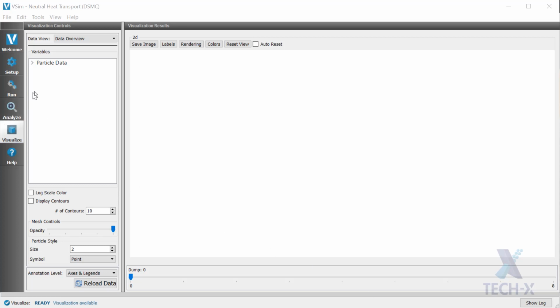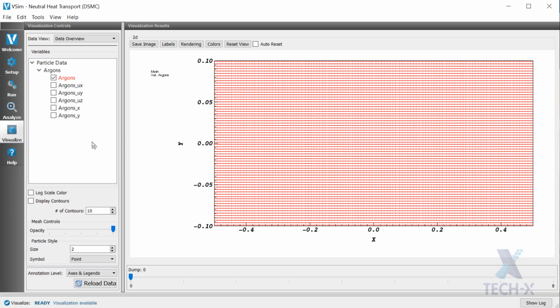In the Visualize window, we have multiple options for the data we want to see. So we can click this drop-down menu, and we have Data Overview, Histories, Phase Space, and Binning. So we'll start with Data Overview. And here we'll just be able to see the raw data. And in this simulation, all we have is argons to look at. So we can look at the argons, and we see at dump 0, time 0, this is our initial condition. We have the argons equally spaced across our simulation domain.